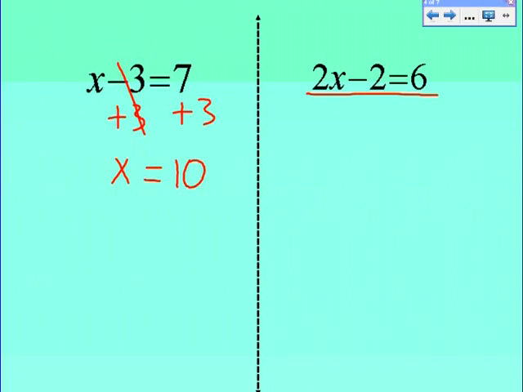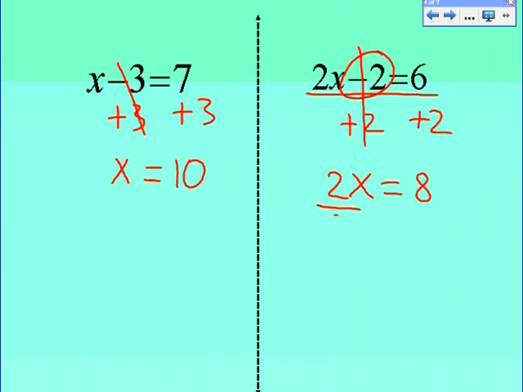This one is a little trickier. What do we do first? We have a 2 in front of the x. We have negative 2. Which one should I get rid of first? Always get rid of addition or subtraction first. In this case, we have the negative 2. To get rid of negative 2, we're going to have to add 2 to both sides. They cancel. We now have 2x equals 8. Our last step is to get rid of multiplication by dividing. 2's cancel, and x equals 4.